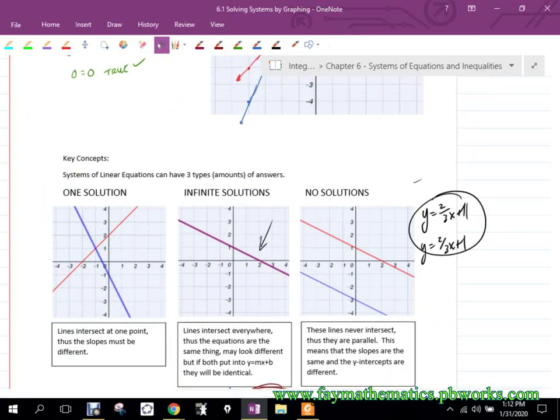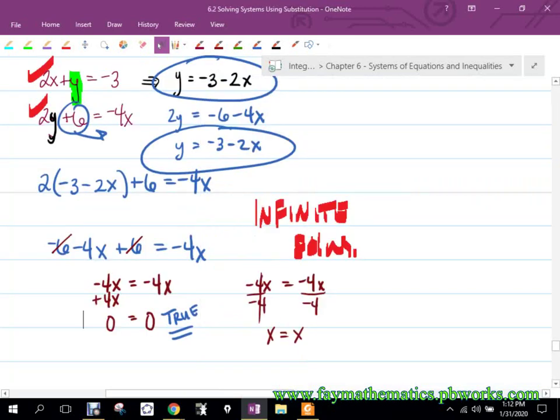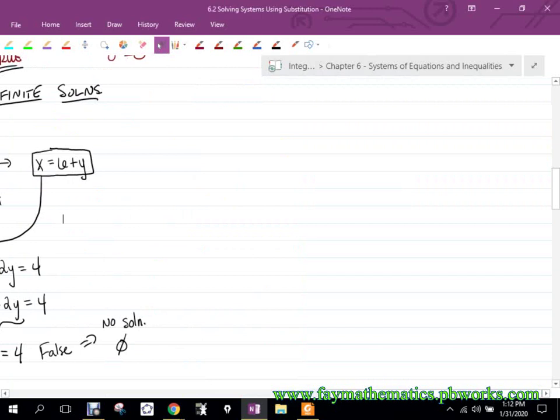Okay. I want to do one thing real quick. This is just going to introduce us to what we're going to do on Monday. If I gave you something like this, so let's go 3x plus 4y equals 8, and let's go 2x minus 4y equals 12.